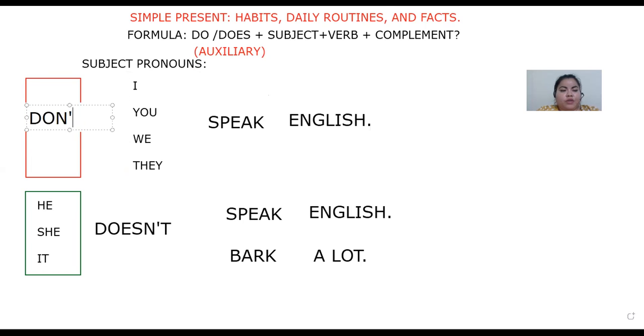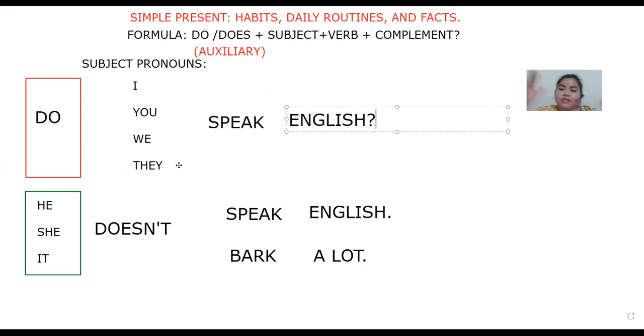Now, what do? The questions that we're going to make are going to be in a positive form. They are not going to be in a negative form. So we're going to say, do I speak English? I don't know. Do you speak English? Do we speak English? Do they speak English? Right. And that's how we're going to make our questions.